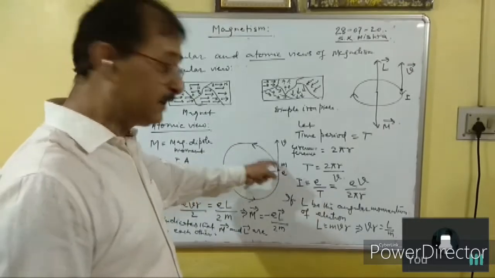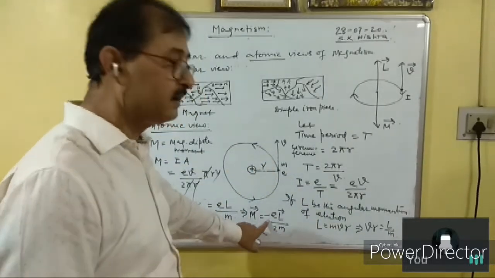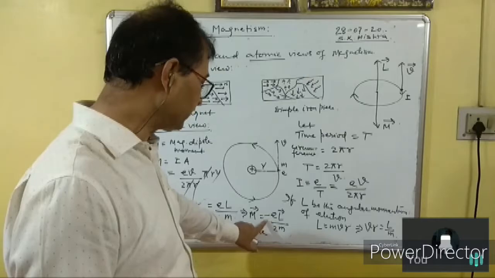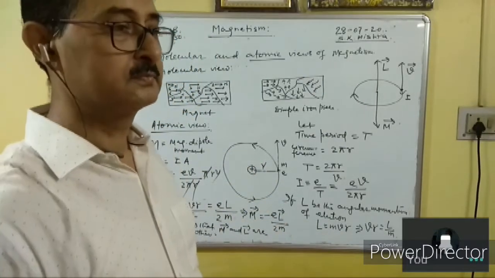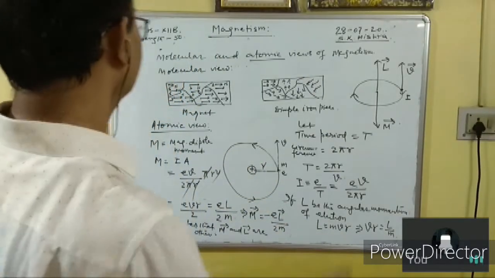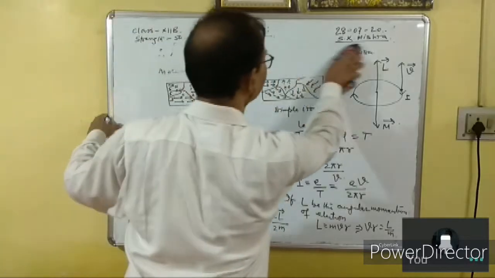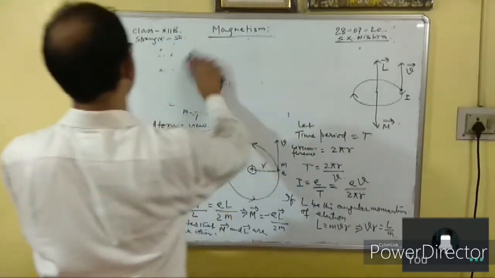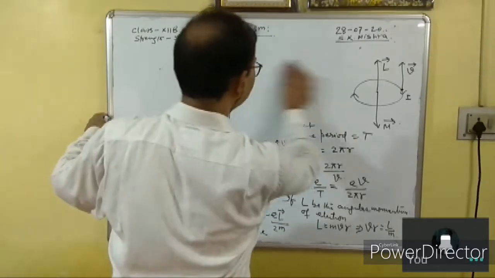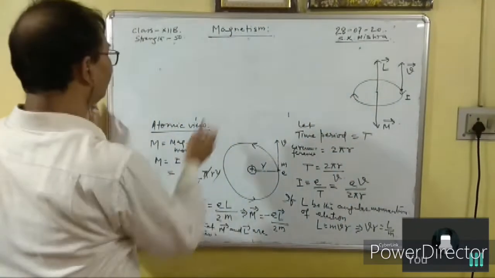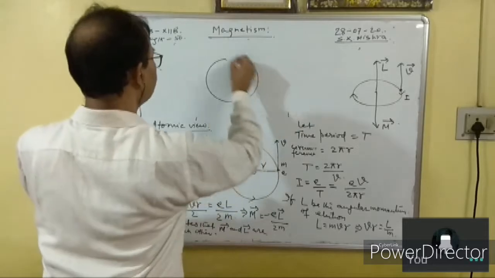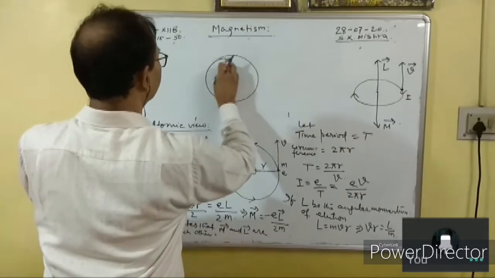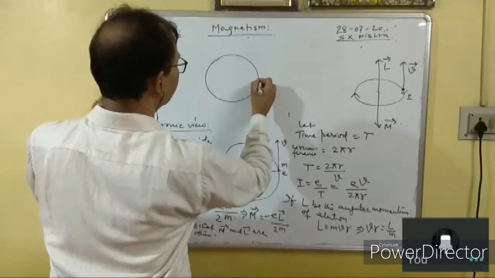This is the direction of current, and the electron is revolving in anti-clockwise direction, so this is the angular momentum. Now angular momentum and magnetic dipole moment are just opposite, so one must follow a negative sign. Here it has a negative sign, r cross p.